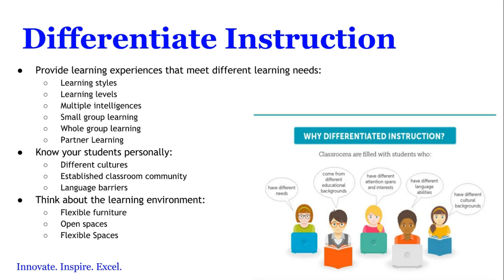You want to think about learning styles, the students' learning levels, the multiple intelligences. Differentiate using small group learning, whole group learning, partner learning. Get to know your students personally. Think about the different cultures. Establish your classroom community. And also consider students' language barriers. Think about the physical learning environment. Think about using flexible furniture, open spaces, and flexible spaces.